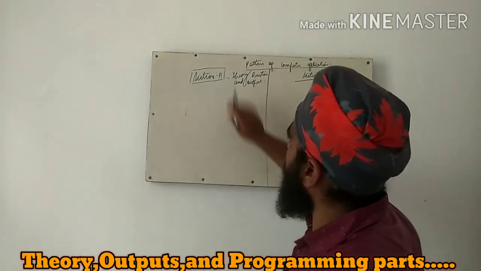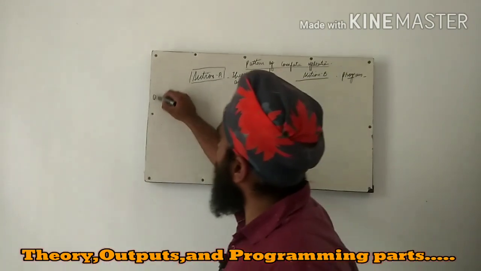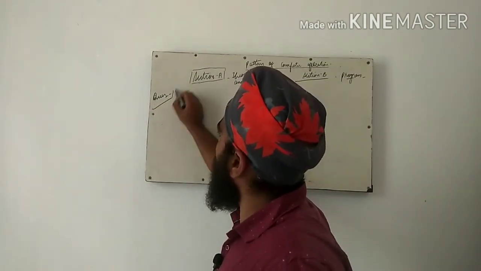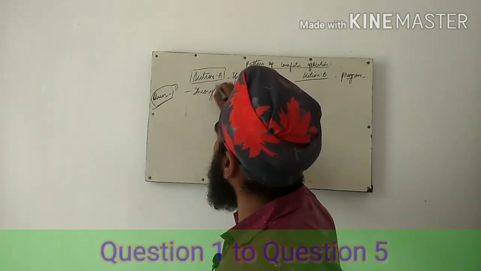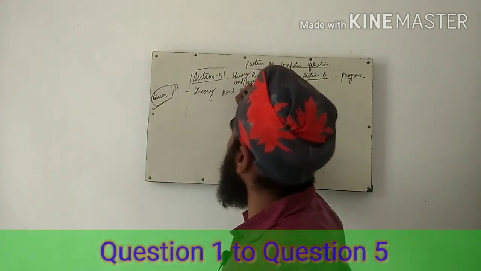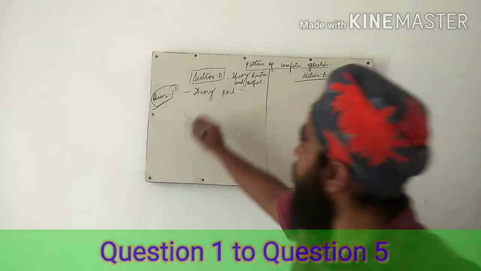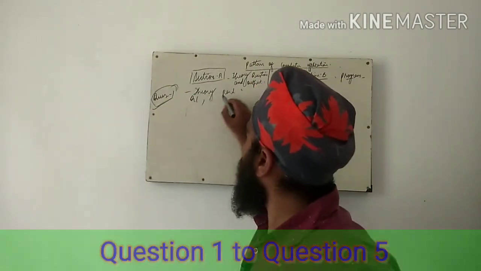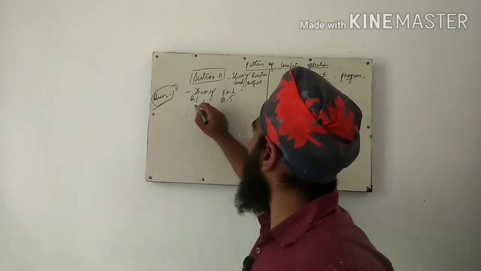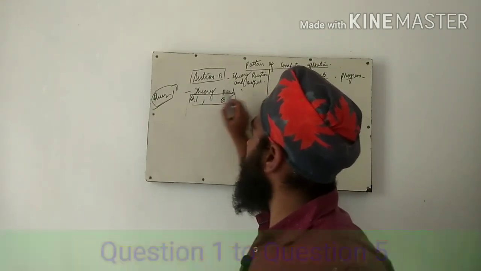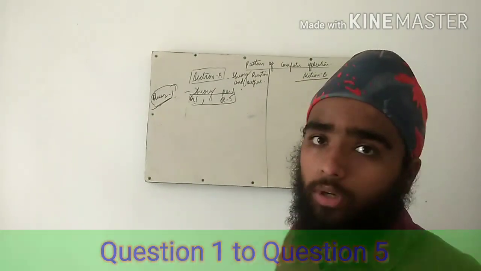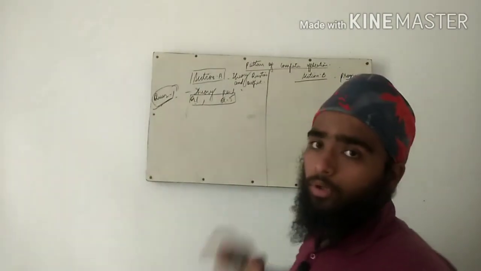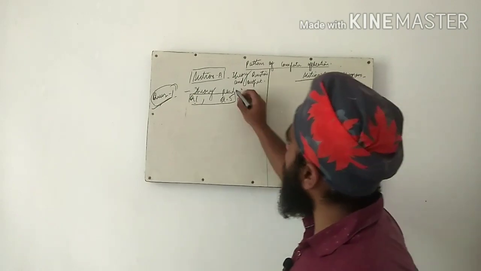In section A, question number 1, all the questions are from the theory part. Question 1 consists of 5 parts, question number 1, 2, 3, 4 and 5. All the 5 questions are from theory.